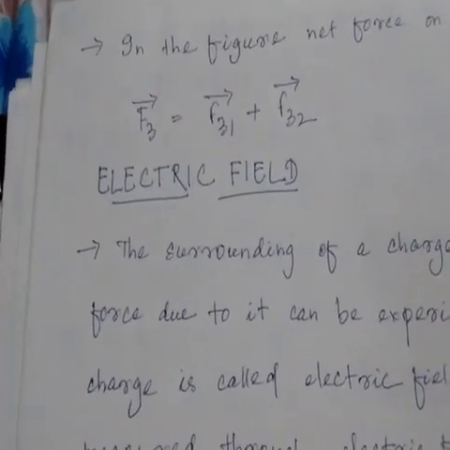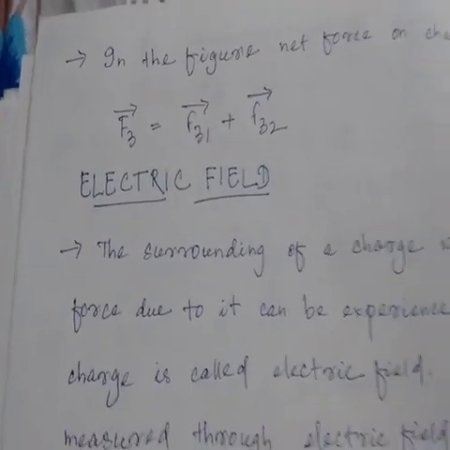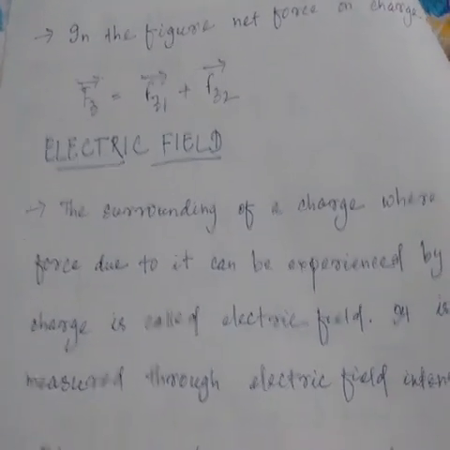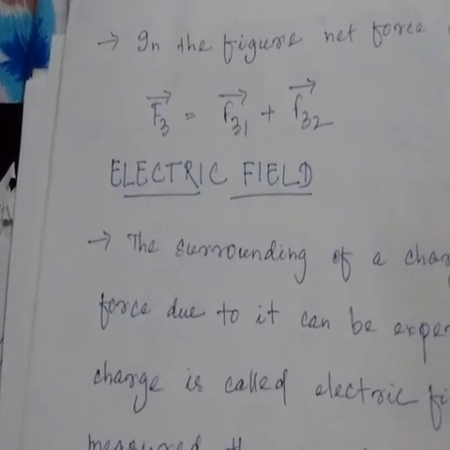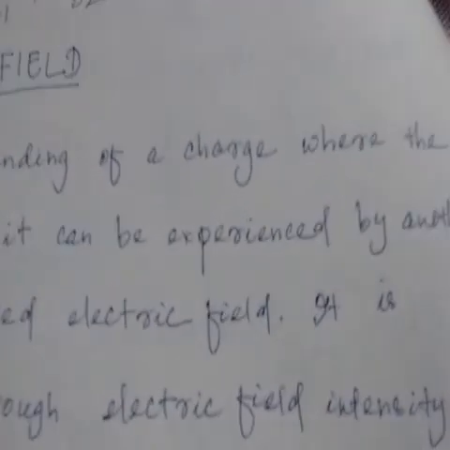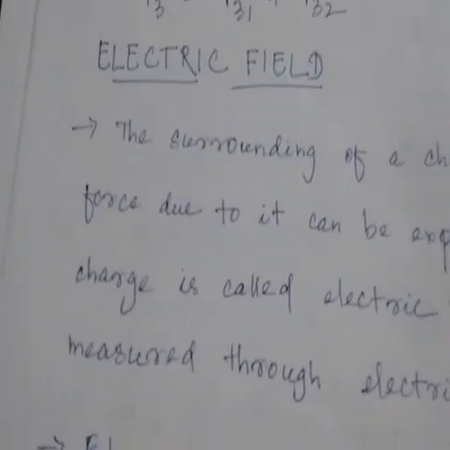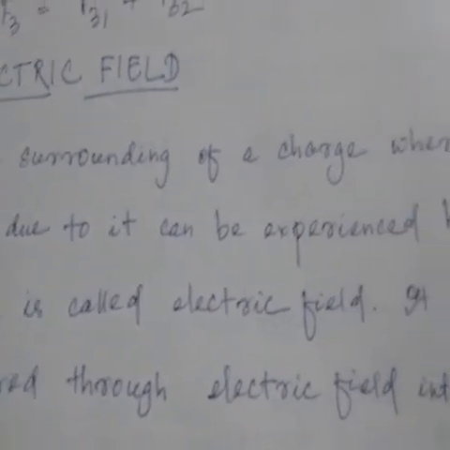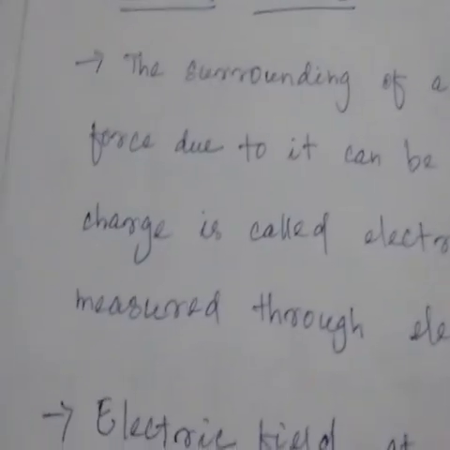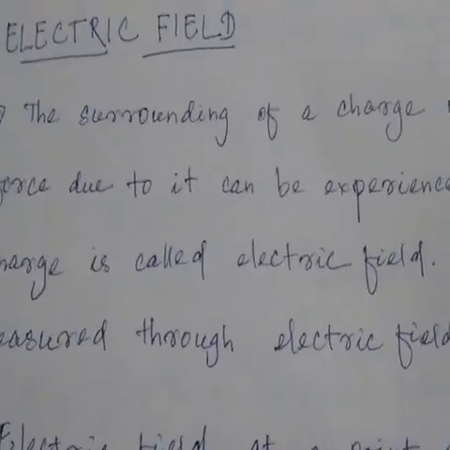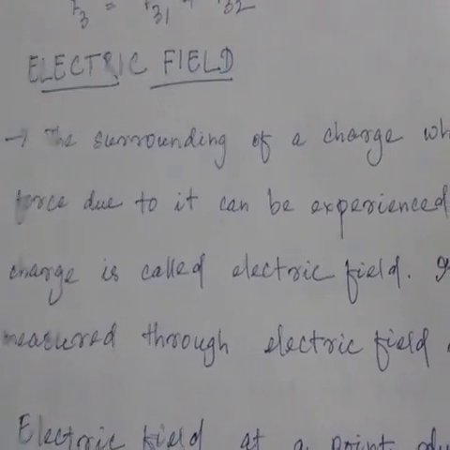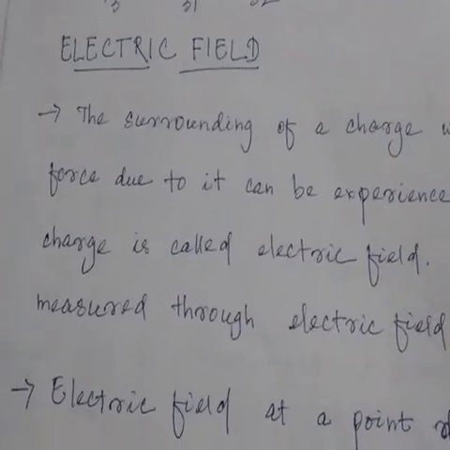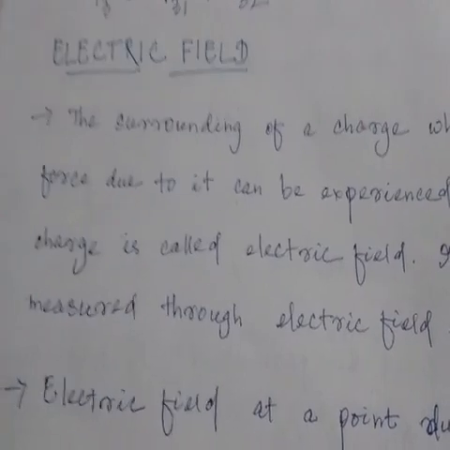Next topic is electric field. The term field, of course, refers to the surroundings. So electric field is the surrounding of a charge where the force due to it can be experienced by another charge. Simply, if you put a charge in the vicinity of another charge, it will obviously experience force. So the surrounding where another charge is placed and experiences force is called electric field.